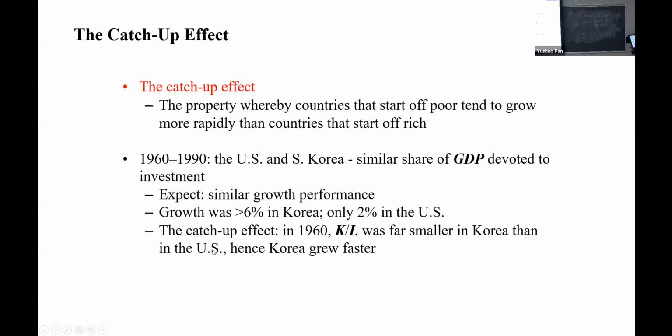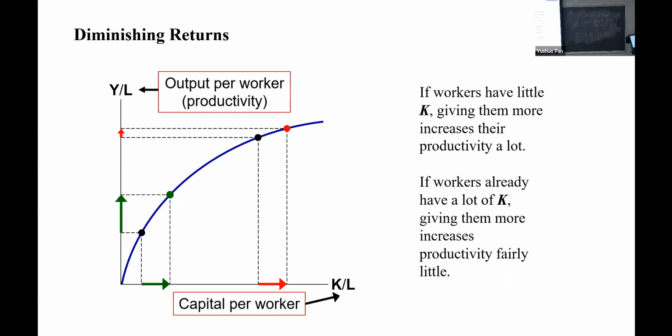The catch-up effect: in 1960, K over L was far smaller in Korea than the US. Hence, Korea grew faster. So, also back to this picture. Use this diminishing returns, so we can talk about different people's productivity. Like for two people, one has a smaller amount of capital before, the other already has a huge capital, and they give them the same amount of capital. For the person who had a smaller amount of capital, that productivity will increase by a huge amount more than the person who already had a huge amount of capital before, right? You can compare that with people.